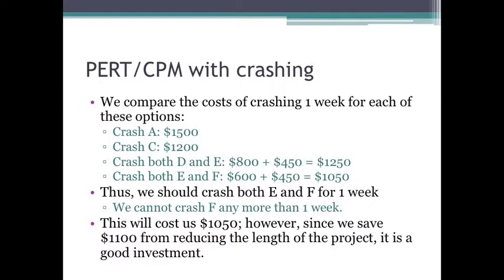So, we compare these options and we see that the best option is to crash both E and F for 1 week. Why 1 week? Well, we can't crash F any more than that. That's the limit that we can crash F. Now, it's important to note that that'll cost us $1,050, but since we saved $1,100 from reducing the length of the project, it's still a good investment. So, we crash both E and F, and that takes the length of the project down to 11 weeks.